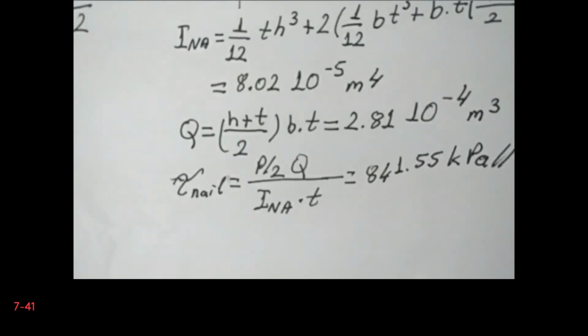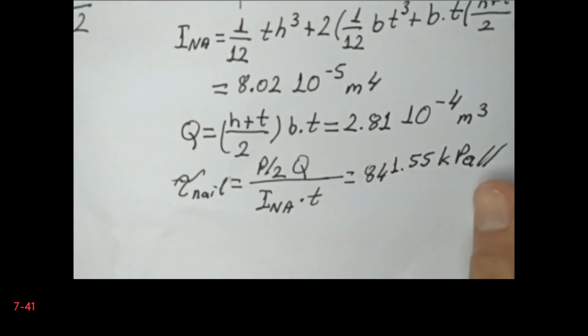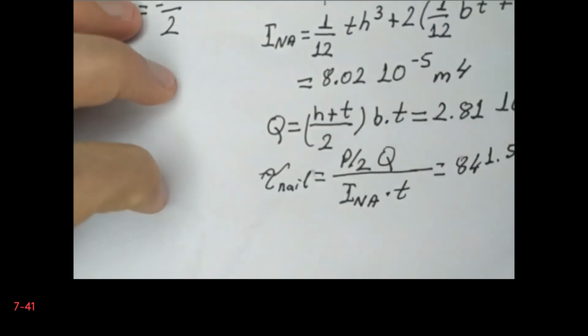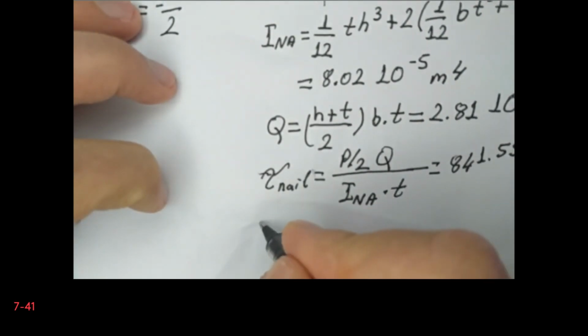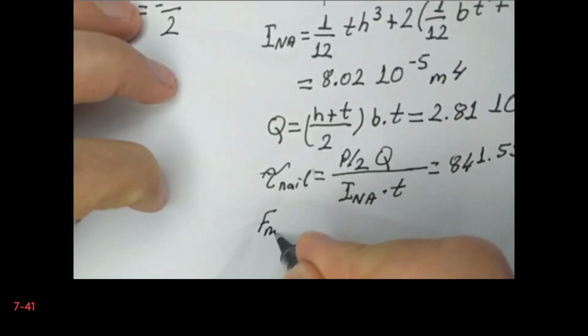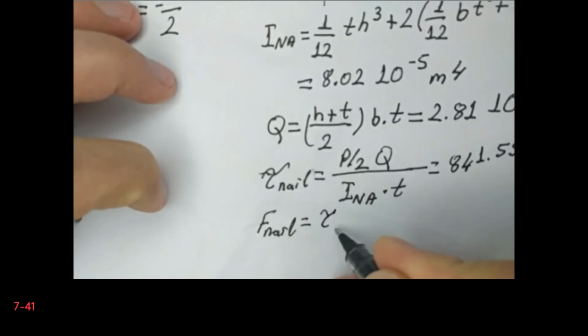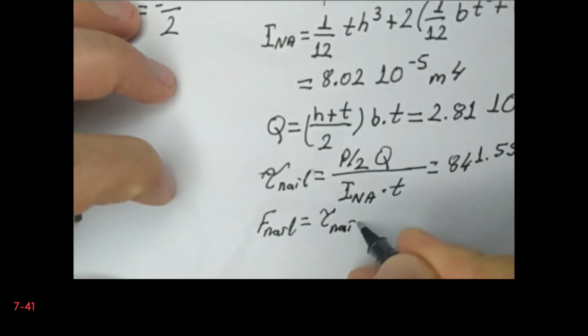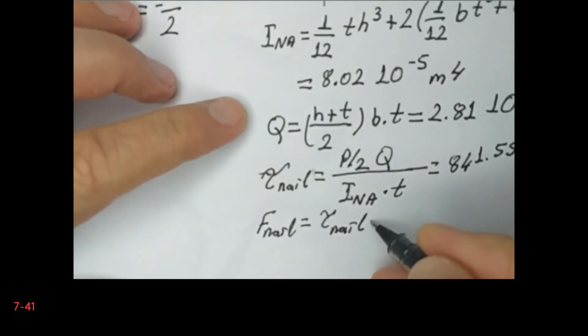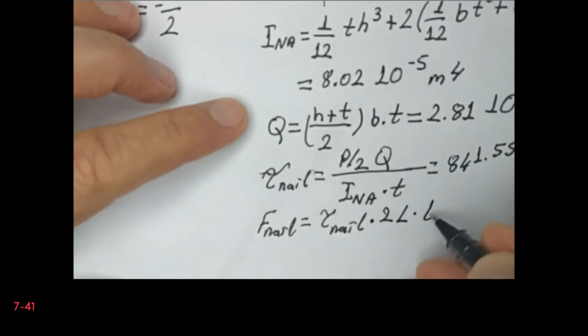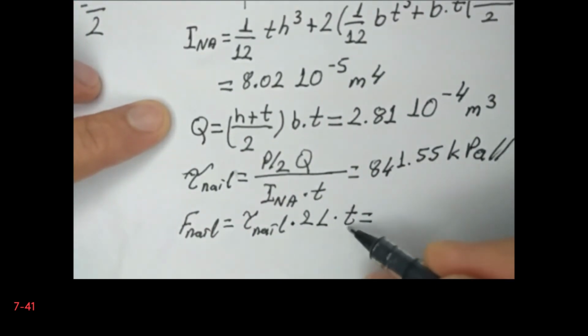Now this stress is distributed to the nails. This is the stress at the interface of two boards. Therefore the nails are carrying the total force carried by all the nails, which is the shear stress applied to the interface multiplied by the area. Area is 2L multiplied by the thickness, so the total length of the beam multiplied by the thickness. So this is the force carried by all the nails.